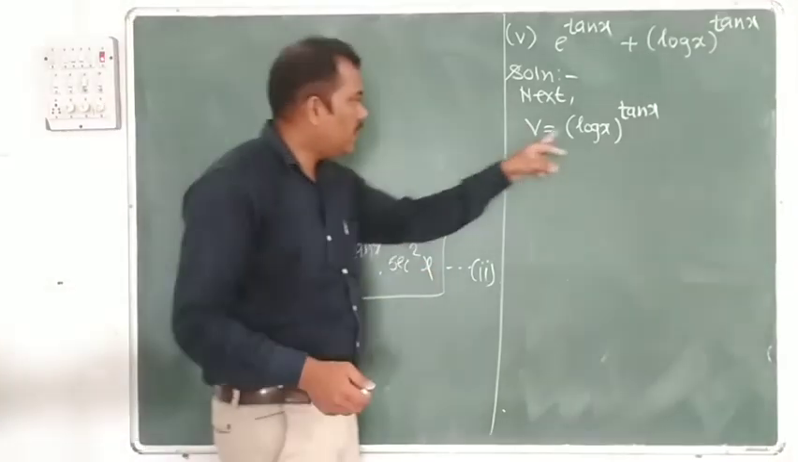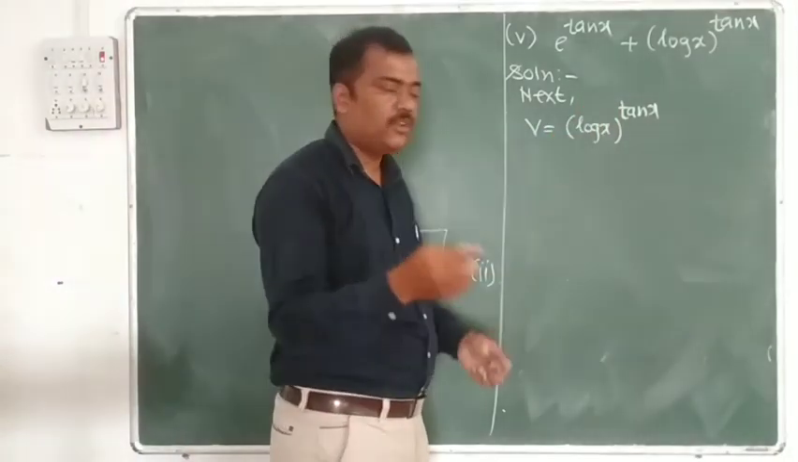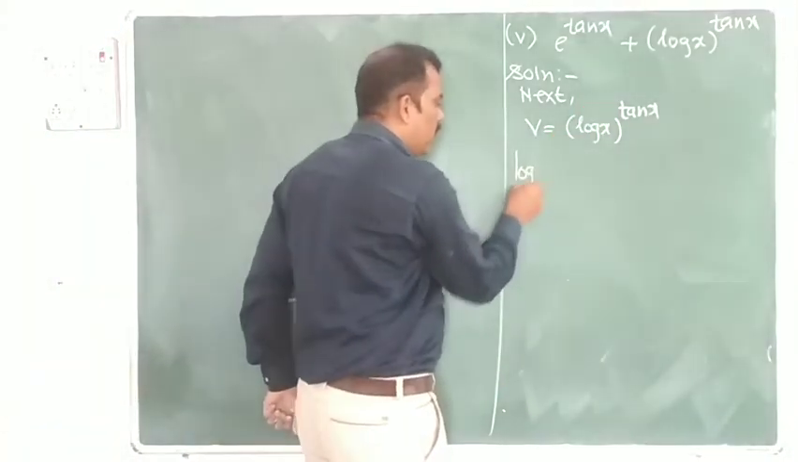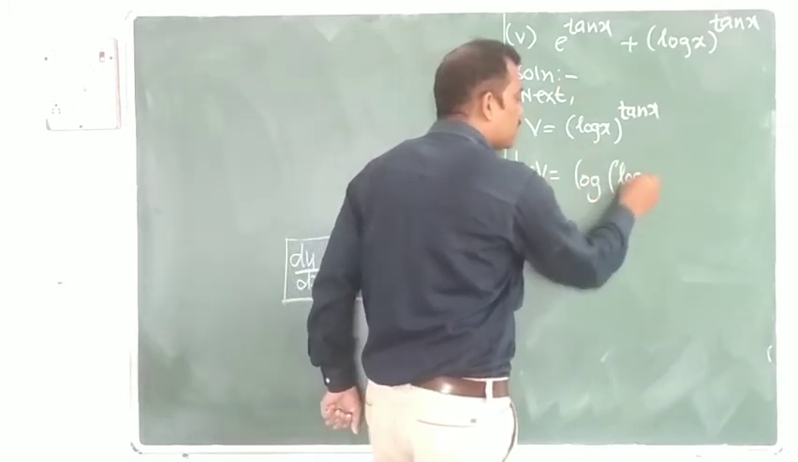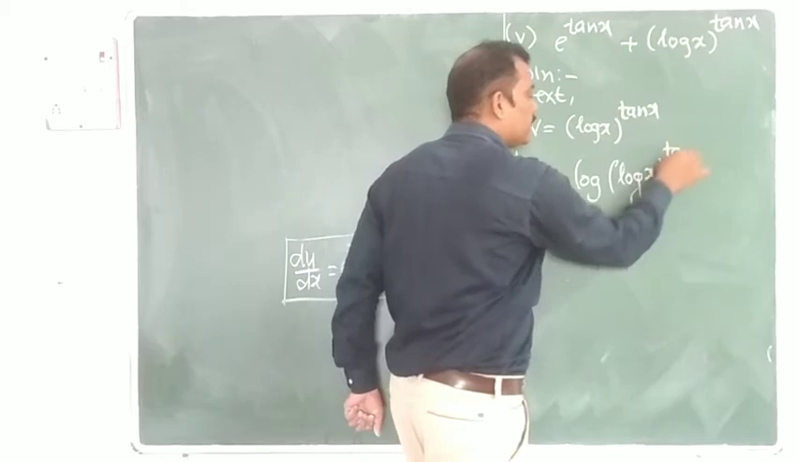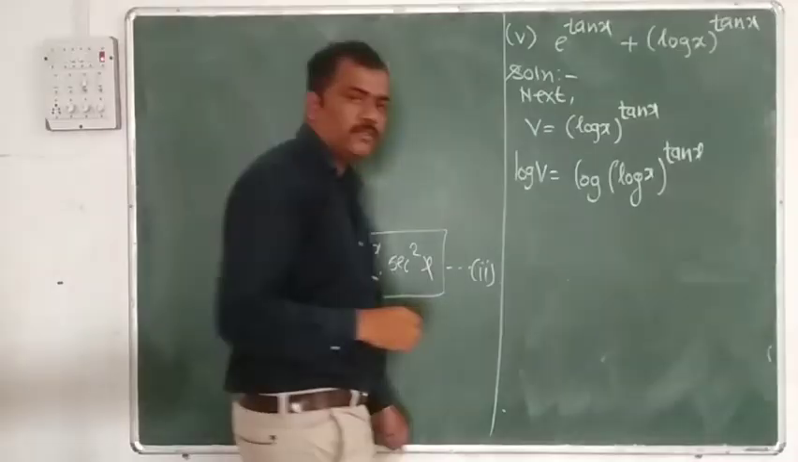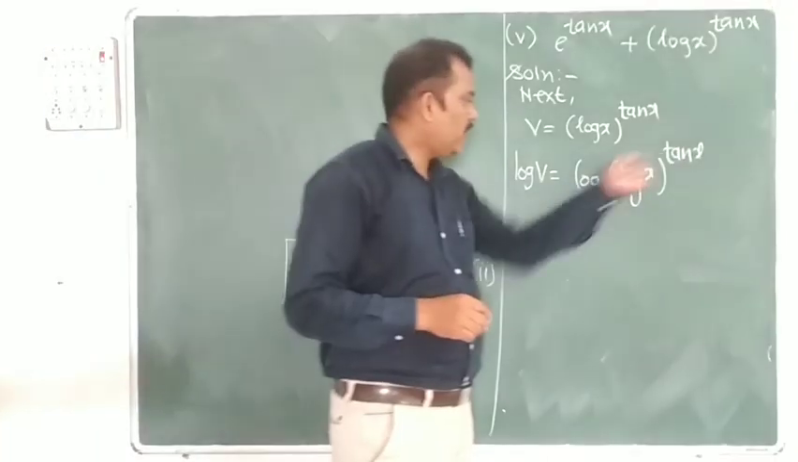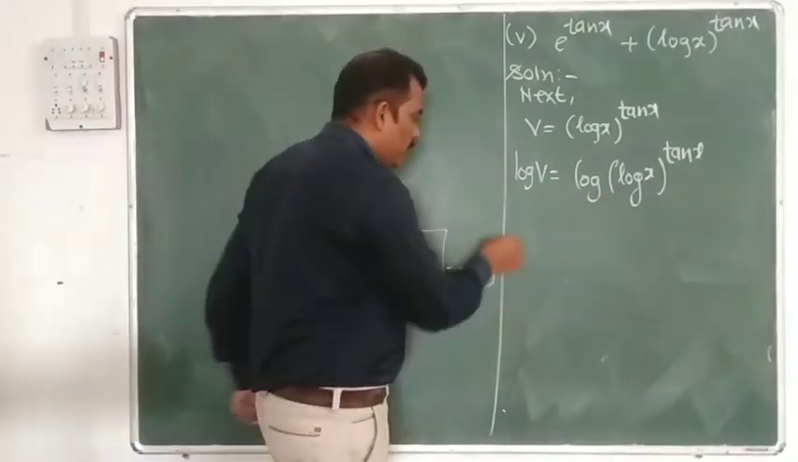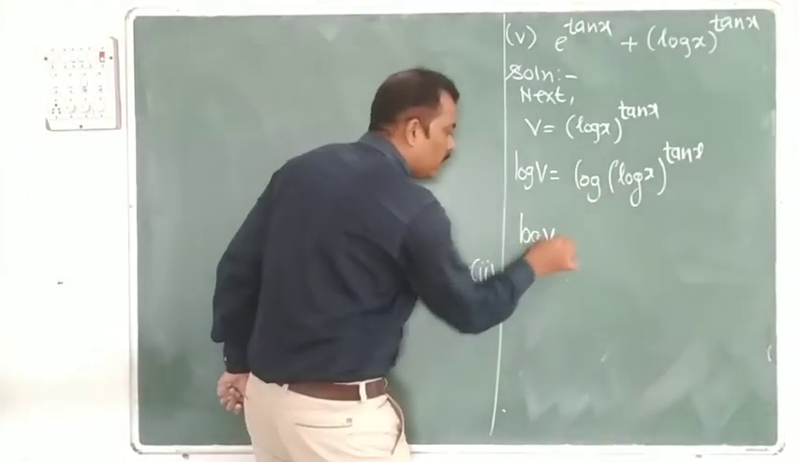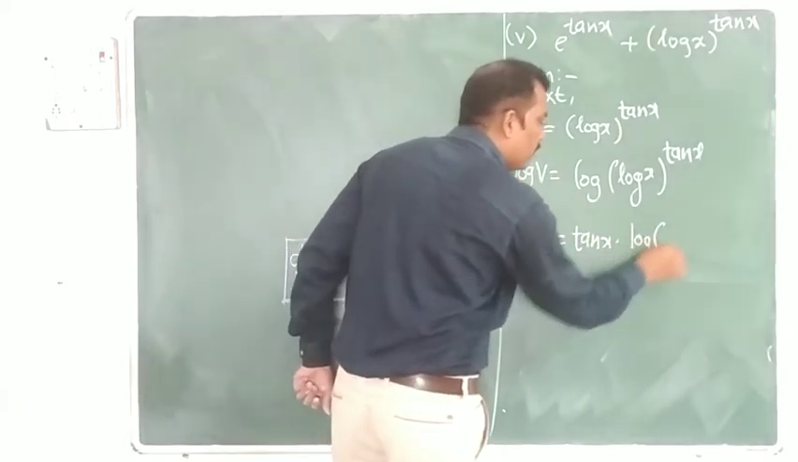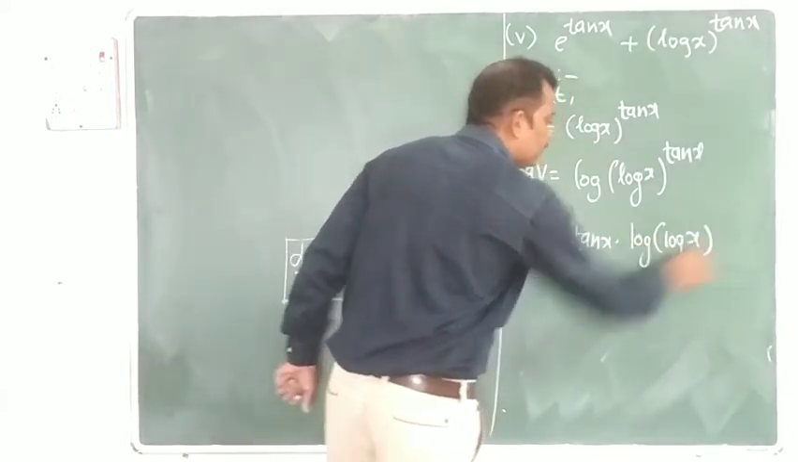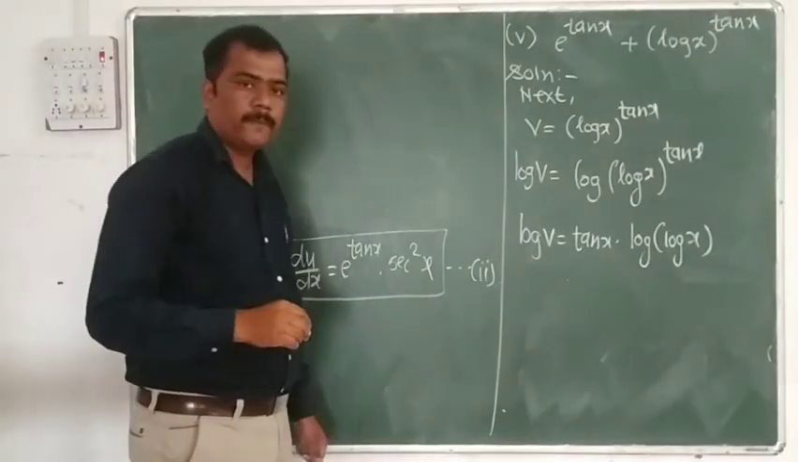Now here, function raised to function, so we have to take log on both sides. That is, log of v is equal to log of log x raised to tan x. By using the exponent law, the power tan x gets multiplied, so we get log of v is equal to tan x into log of log x. Okay, correct?